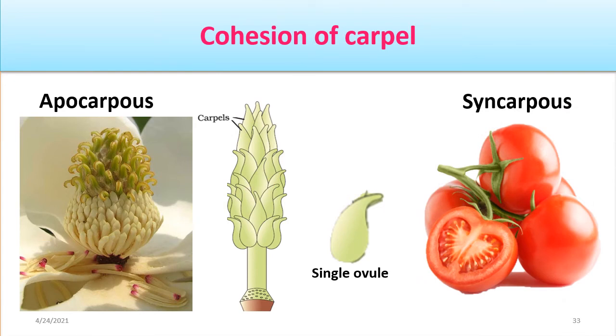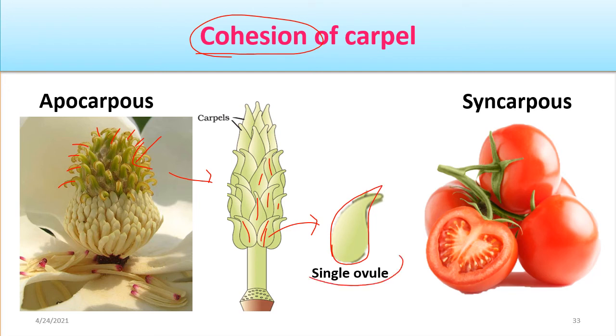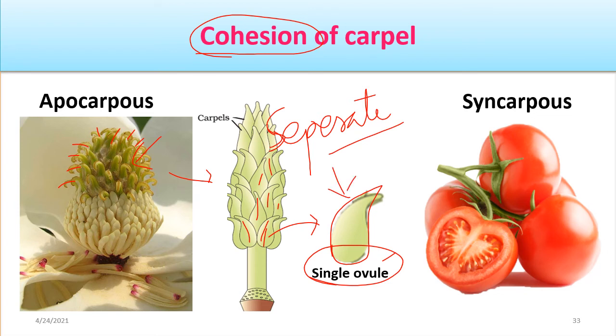Now next is cohesion. Again same to same, gynoecium to gynoecium. If you look in this picture, these are all apocarpous gynoecia, apocarpous ovaries. The same is represented here. This is one ovary, this is another ovary. So all ovaries are separate, and this individual ovary is represented here as a single structure. Every individual structure is separate from one another, and hence this is called apocarpous.